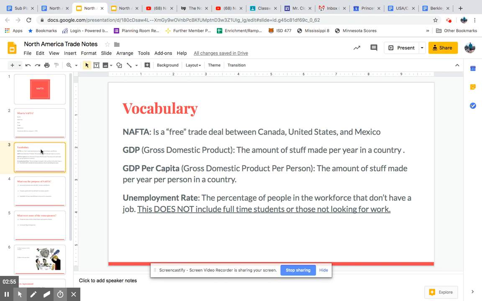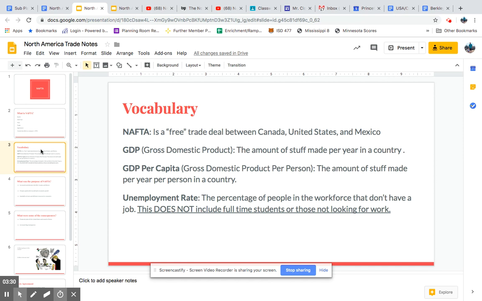And a third statistic that we use to measure a country's economy is unemployment rate. Unemployment rate is the percentage of people in the workforce that don't have a job. It's important to understand what the workforce means. This does not include full-time students. If you're a 21-year-old full-time student going to St. Cloud State, and you don't have a job, you're going to school, you're not counting against the unemployment rate. You as 13, 14-year-old 8th graders don't count against the unemployment rate because your job is going to school. So you're not considered unemployed.